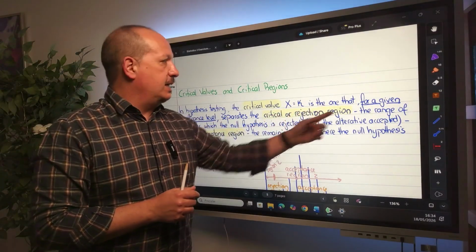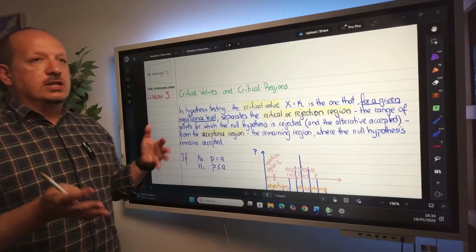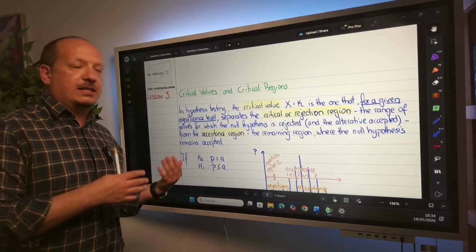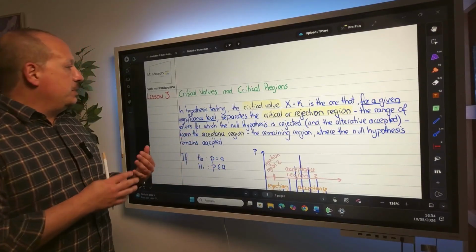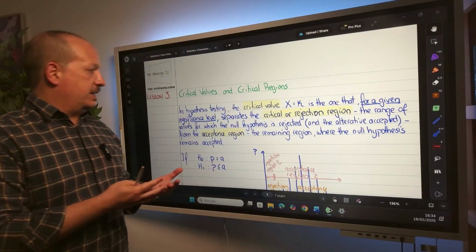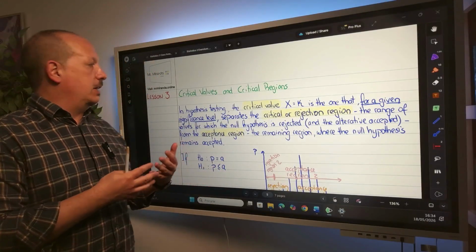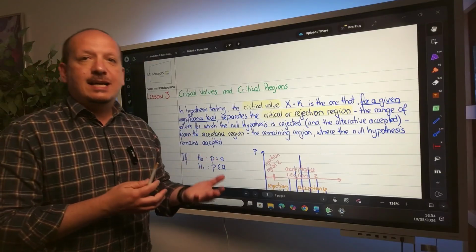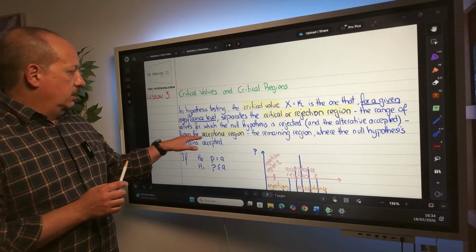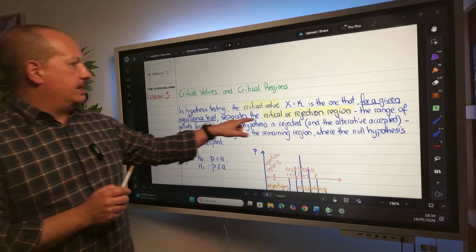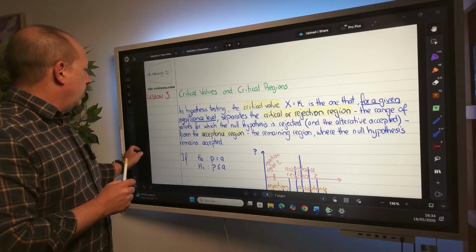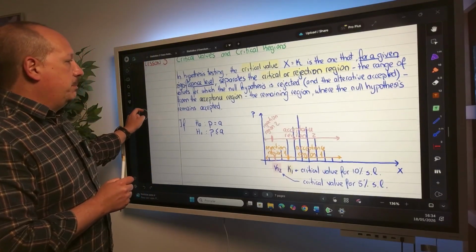So it is the one that, for a certain significance level, separates the critical or rejection region. What is this? This is the range of values for which the null hypothesis is rejected. From the acceptance region. What is this? This is the remaining region where the null hypothesis remains accepted. Look, these terms accepted and rejected always refer to the null hypothesis.